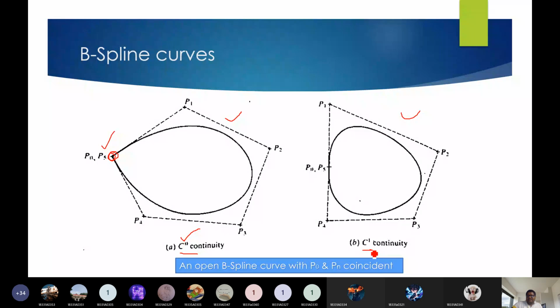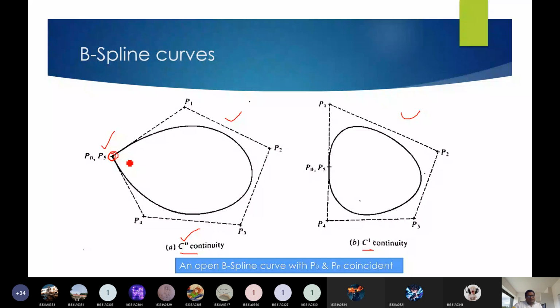Similarly, if you go with the C1 continuity, it means at each and every point you should maintain the common tangency also. So that is the reason the curve comes like this, and also it will be smooth, a much smoother tangency maintenance. Slope would be maintained, a common slope would be maintained at the P0 P5 portion also.